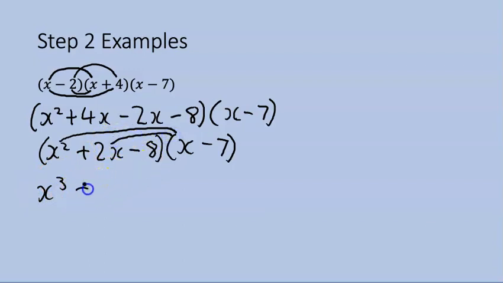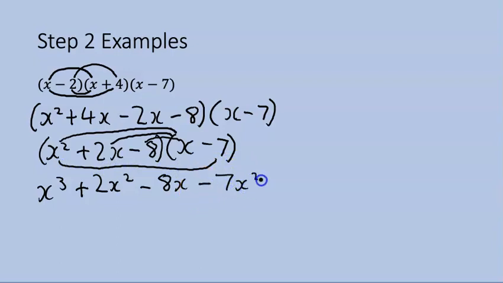2x times x gives me 2x squared. And then minus 8 times my x is minus 8x. Now I'll multiply everything here by minus 7. So x squared times minus 7 is minus 7x squared. 2x times minus 7 is minus 14x. And then minus 8 times minus 7 is plus 56.